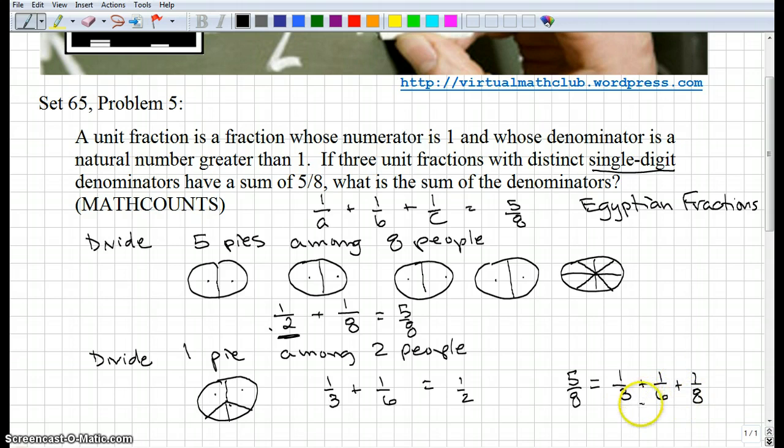And the problem asks for the sum of the denominators. So 3 plus 6 plus 8, that's 17. So that would be our answer, 17.